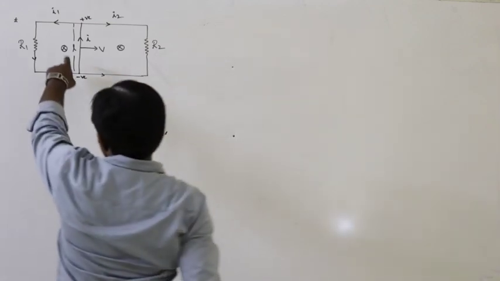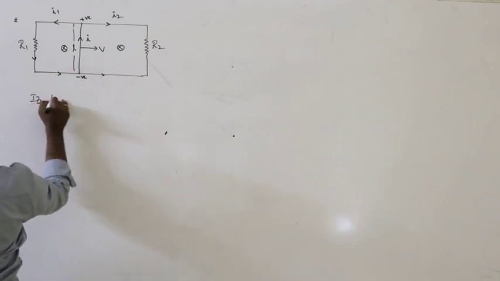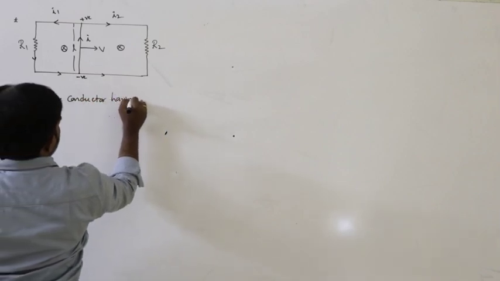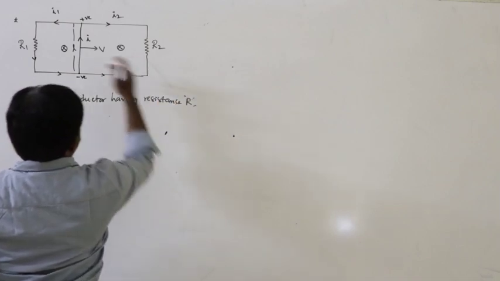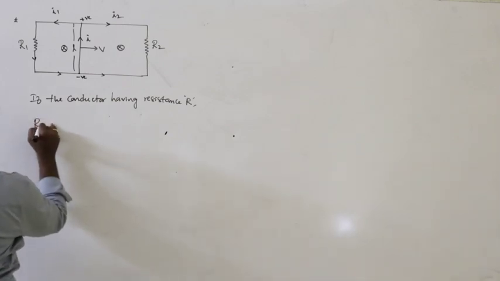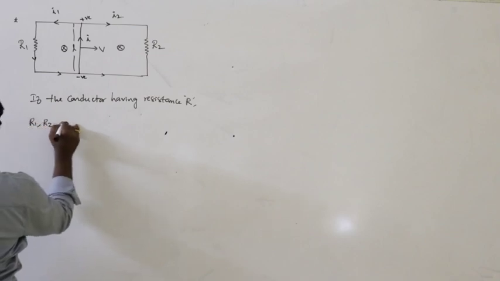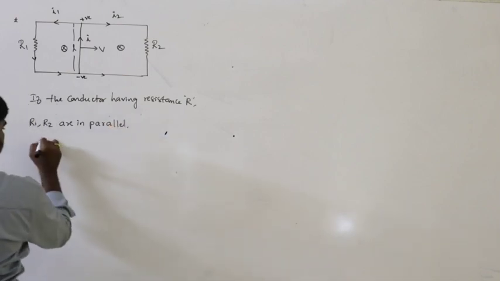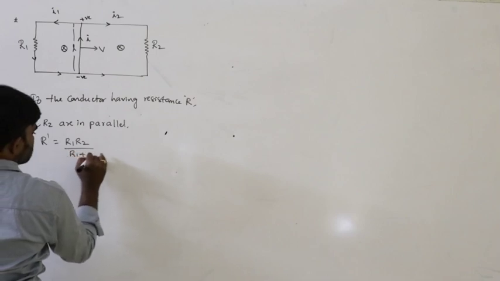So for example, in the same problem, if the conductor has resistance R, what is the total R effective? R1 and R2 are in parallel. Therefore, R dash is equal to R1 R2 by R1 plus R2.